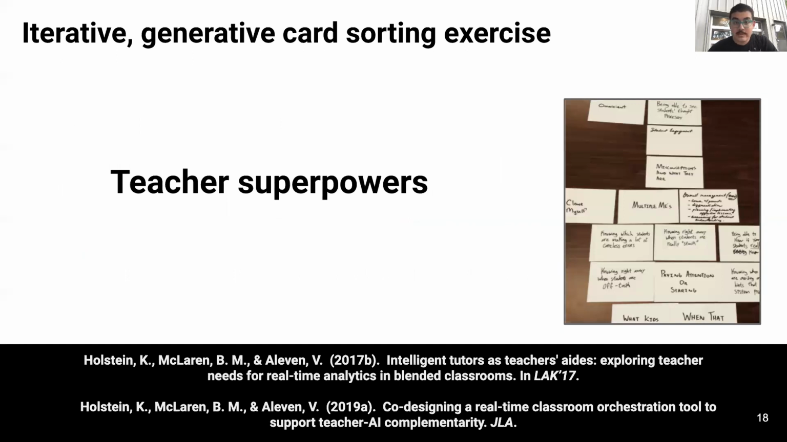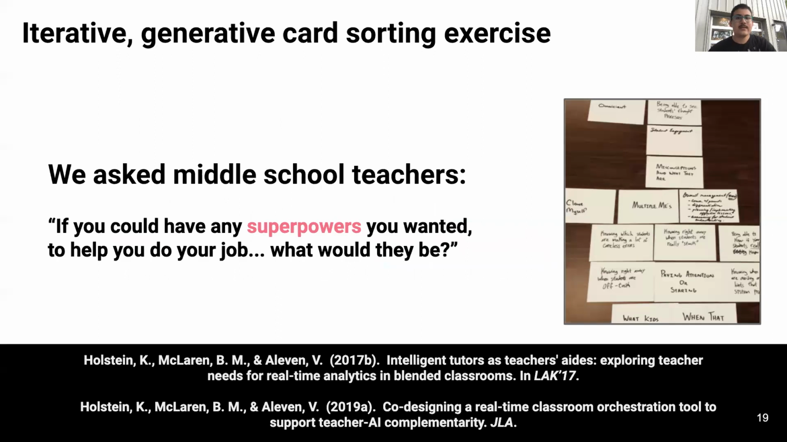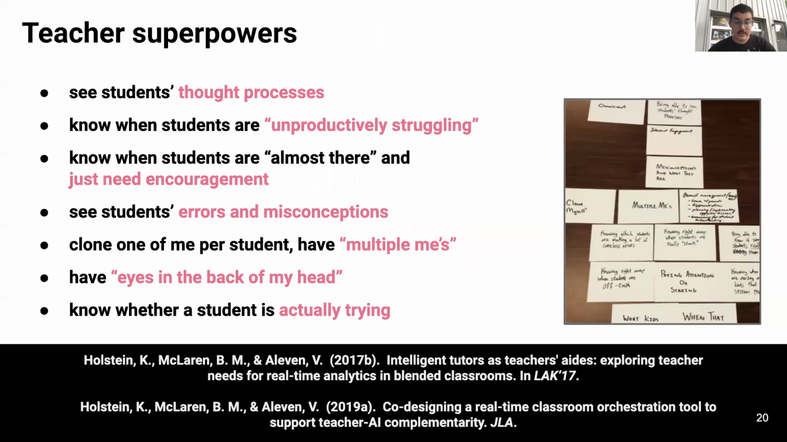As just one concrete example, in one early study, I wanted to know if teachers could have any information they wanted about their students in real time, what would this be? And to do this without biasing teachers towards ideas they thought were already technologically possible, I asked teachers what superpowers they would want in these AI-supported classrooms in order to help them do their jobs. Among several other superpowers, I found that teachers consistently wanted to be able to instantly see when students were unproductively struggling and might really need a human teacher's help in the moment.